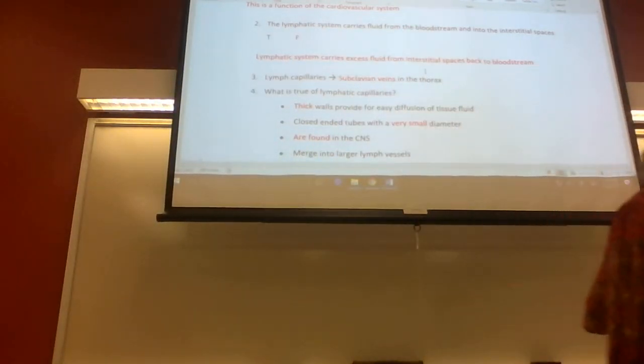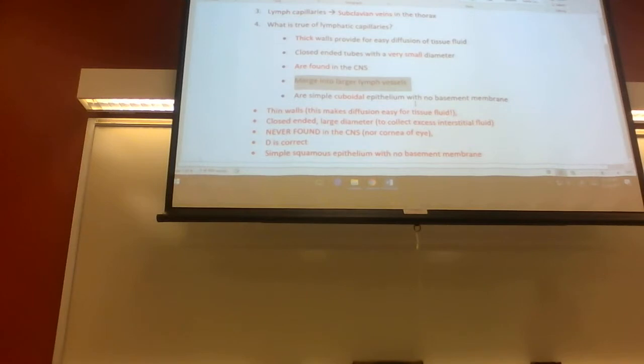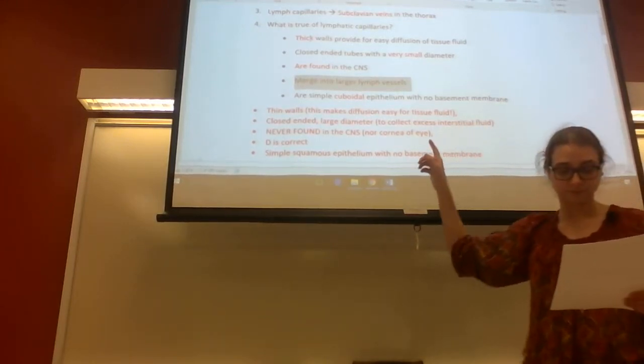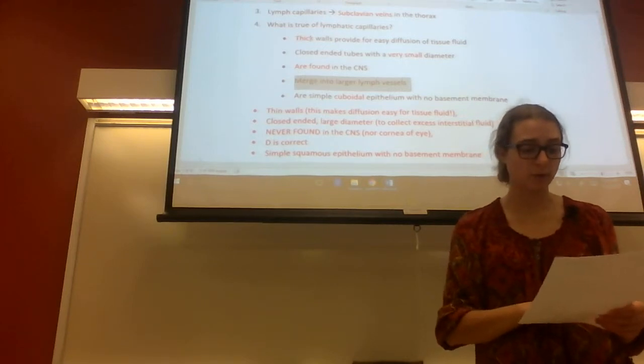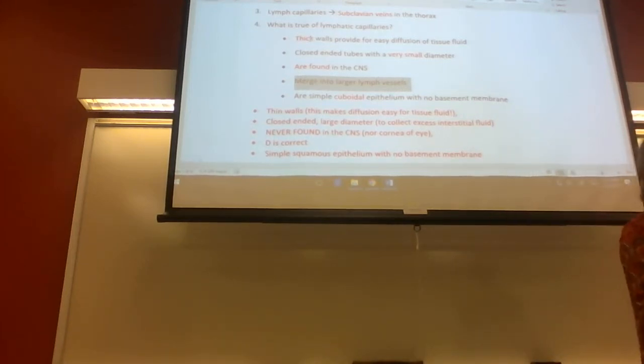Oh, okay. So all of these ones in red are false. The true statement about lymphatic capillaries is this one: they merge into larger lymph vessels. All these other statements up here are false. This is the only true one, and what is in red is what is false about it. For the first one, it says thick walls provide for easy diffusion of tissue fluid. If you cross out thick and put thin walls, right? Because diffusion happens through thin walls.